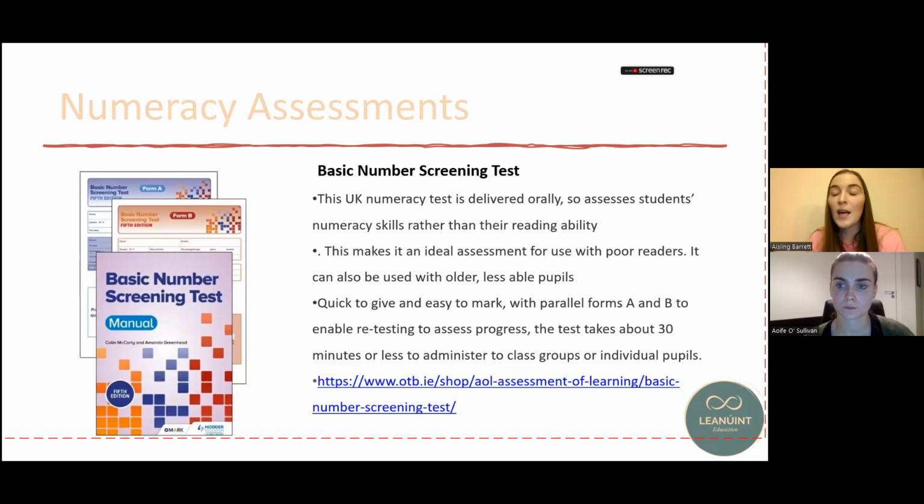It's quick to give and it's easy to mark, and there are parallel forms A and B, which means that you can retest to assess progress. So it takes about 30 minutes or less to administer. You can use it for groups in class group situations, or with individual pupils if you want to just do it with a number of pupils.